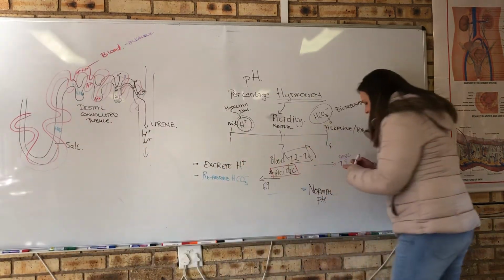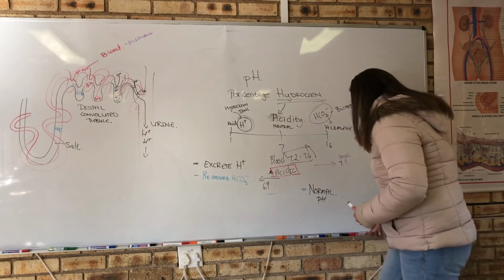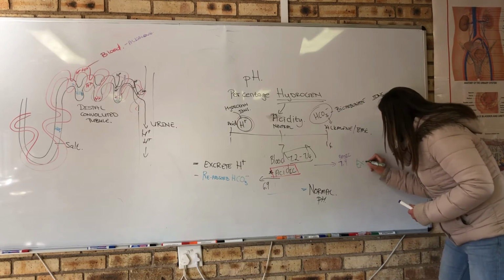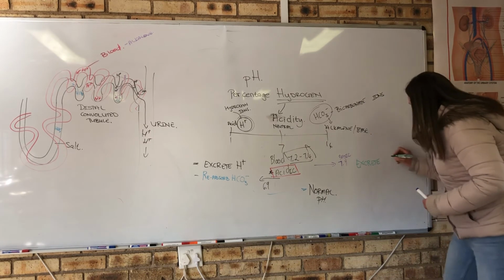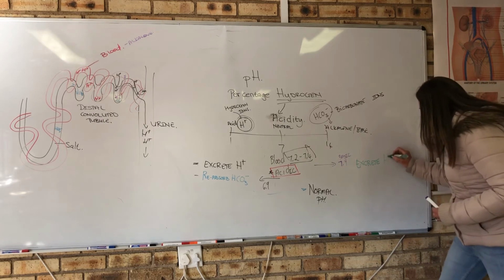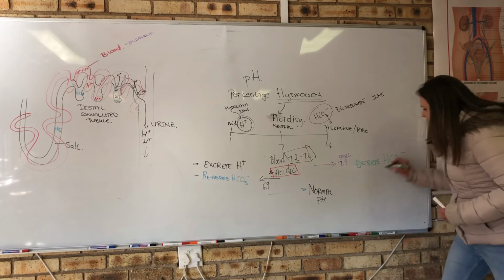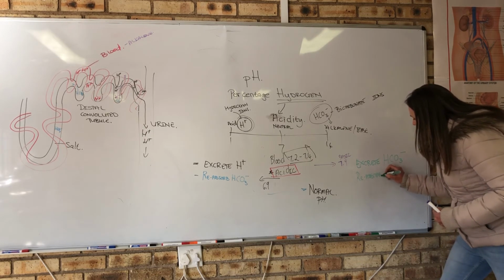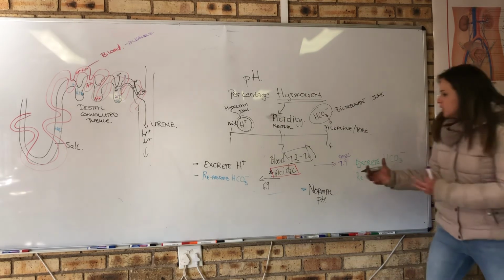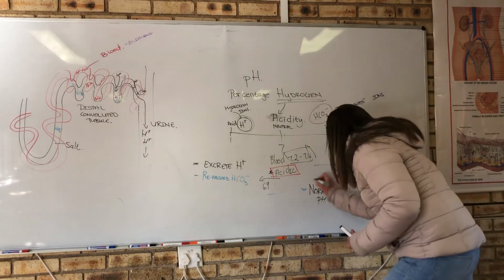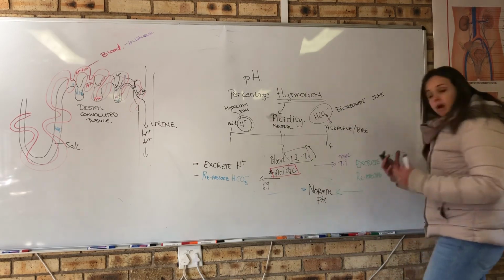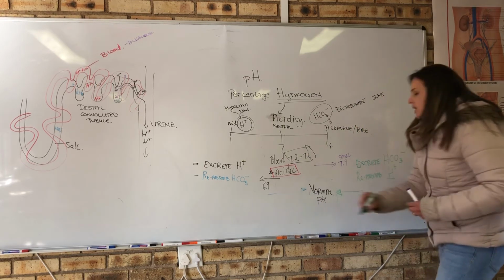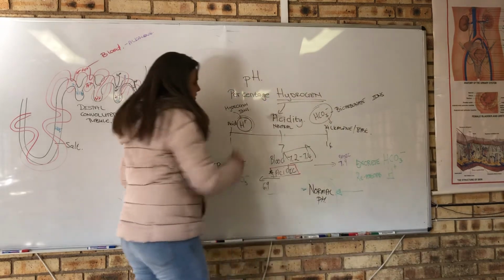So we can excrete bicarbonate ions, HCO3 minus, and we can reabsorb hydrogen ions, in other words, to push our pH back to normal. So we're making it more acidic by absorbing more hydrogen ions to push us back into this normal pH range. And grade 11, that's how we regulate pH.